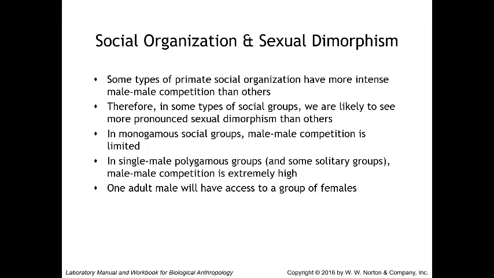So most adult males will be partnered with an adult female, and then they'll be successfully reproducing. The males don't need to compete for mating partners, so we see the least amount of sexual dimorphism in these monogamous groups. In our single male polygamous groups and in some of our solitary groups, male-male competition is extremely high.